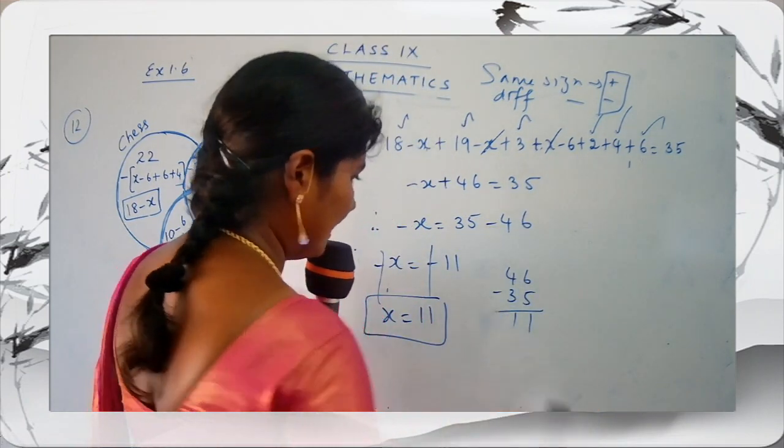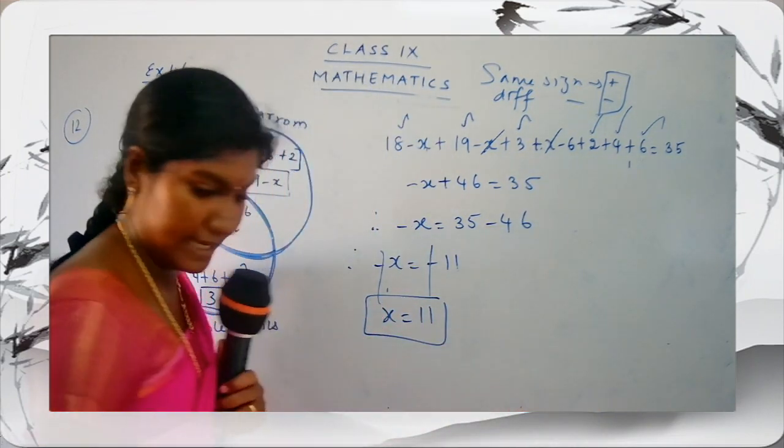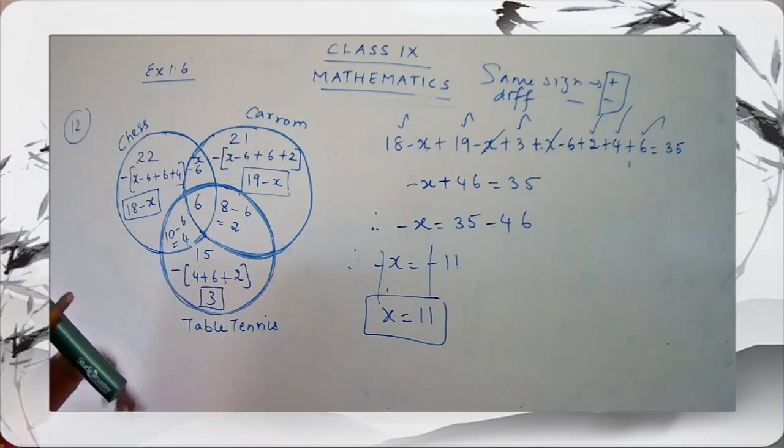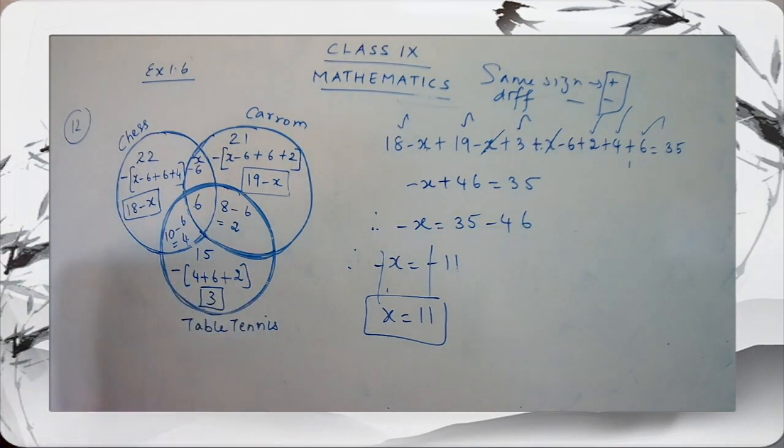So x is equal to 11. I got the value for x. One thing we have done. We have to do a few more steps. Just write down the steps till here, children. Complete the steps.